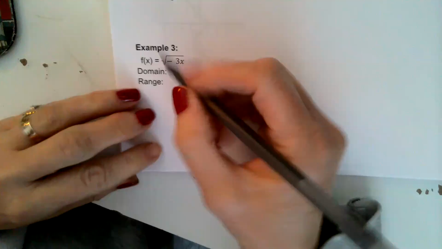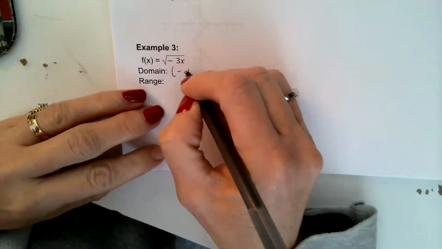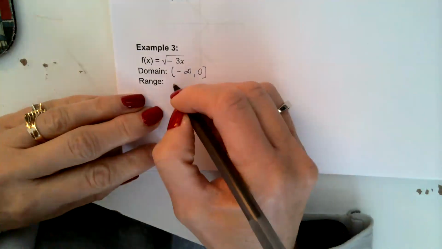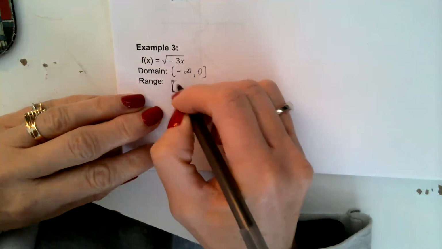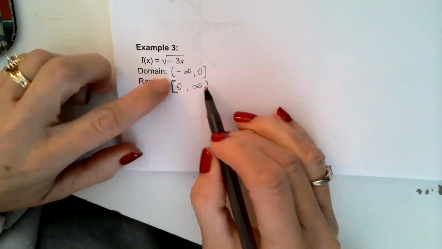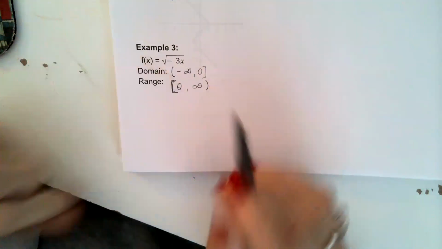So these are going to look different. This time my domain is going to be negative infinity up to 0 with a bracket, and my range is going to be a bracket of 0 up to a positive infinity. Remember, the infinities always get a parenthesis and not a bracket.